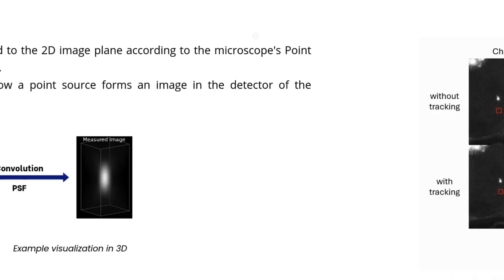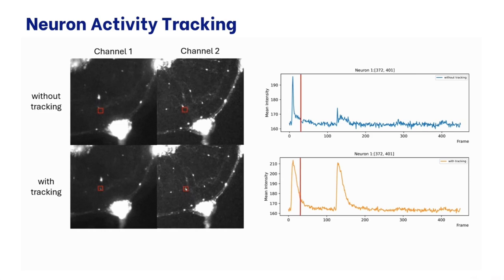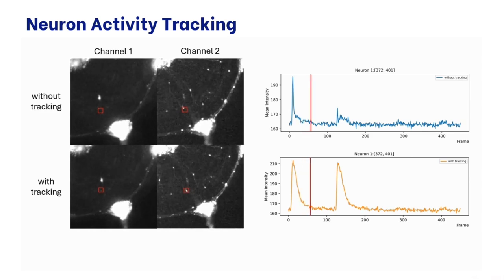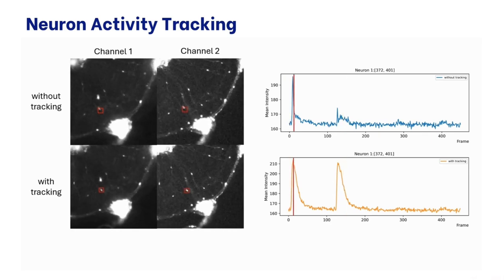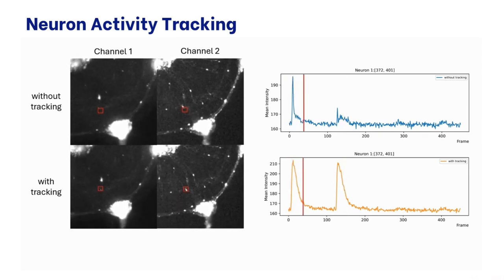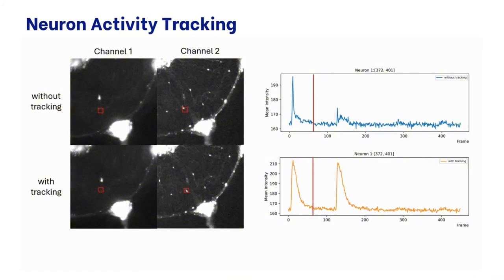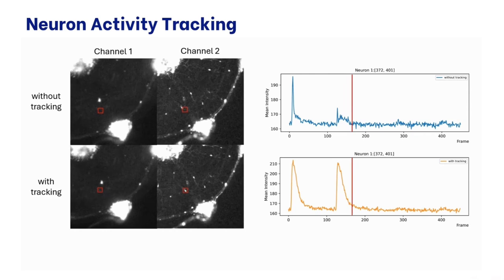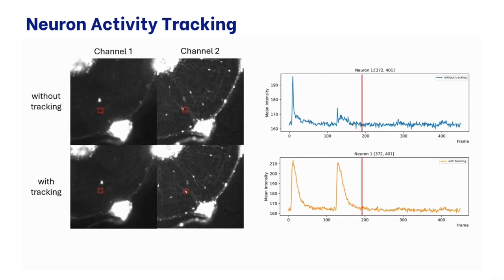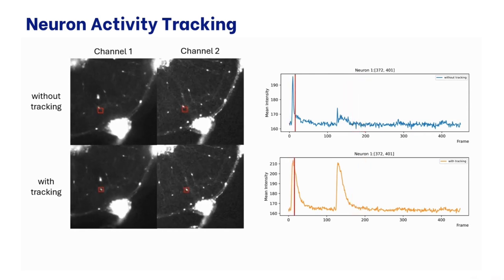from the focal plane. In this project, our goal is to track neuron activity and correlate it with specific behaviors. To achieve this, we first need to accurately monitor the intensity of neuron signals over time. One approach is to focus on a fixed area, such as the red square shown here, and calculate the mean intensity of the target neuron within that region across all the time frames.